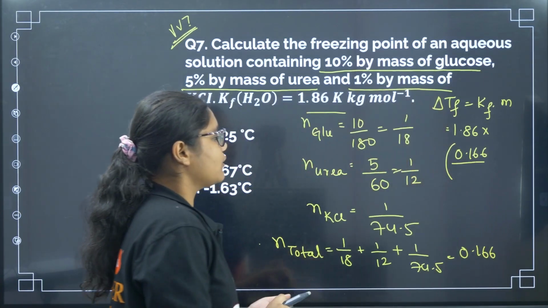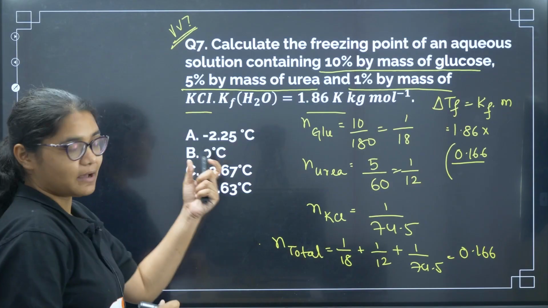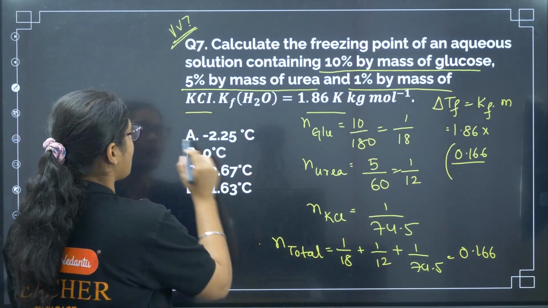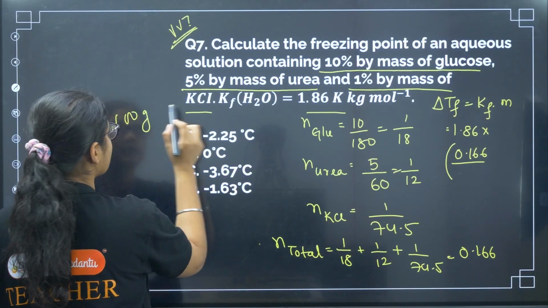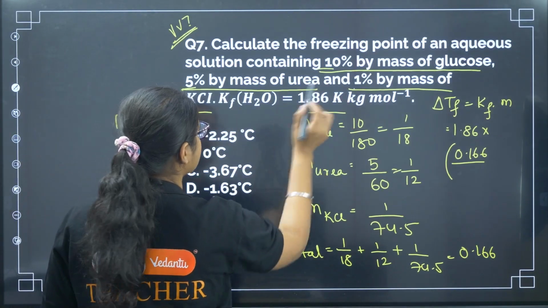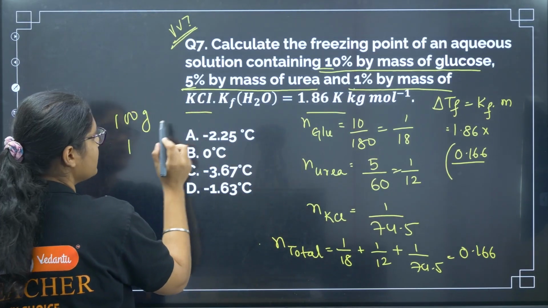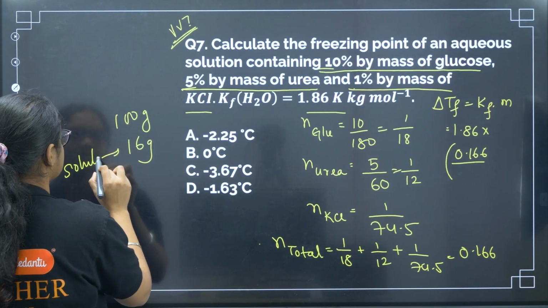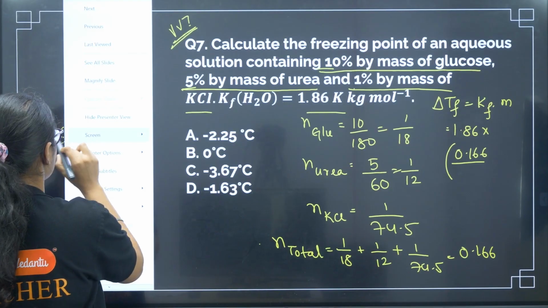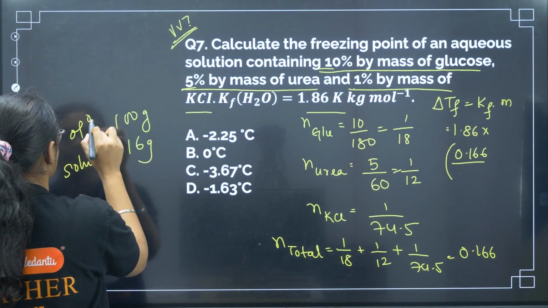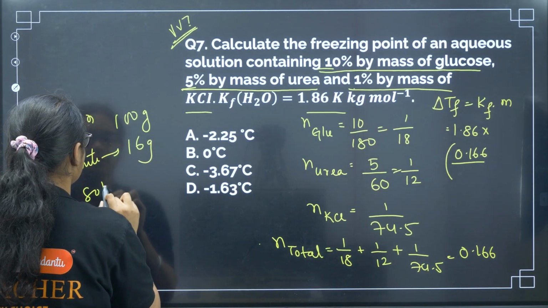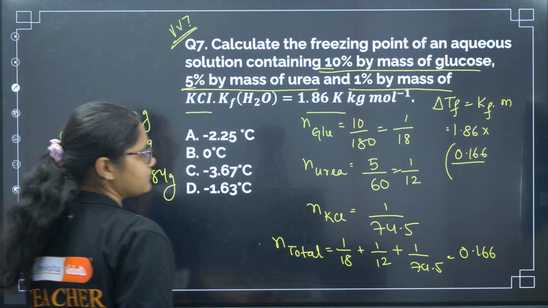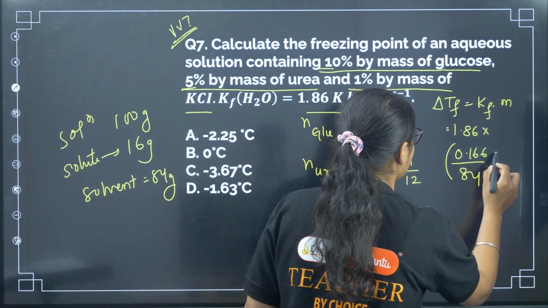Okay, and how will you calculate the mass of the solvent? Out of 100 gram of solution, this is 10 gram, this is 5 gram and this is 6 gram. So the total of 16 gram is solute, and this is the total mass of solution. So the solvent mass will be 84 gram, right? So we have to substitute 84 here.